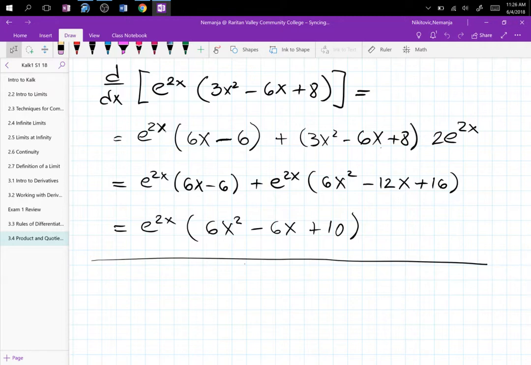Could you just go over real quick how you got the derivative of 3x squared minus 6x plus 8? Like how'd you get it to 6x minus 6? So the derivative of x squared is 2x times 3. The derivative of 6x, x is gone, so it's minus 6. The derivative of a constant is 0. It's a slower version.